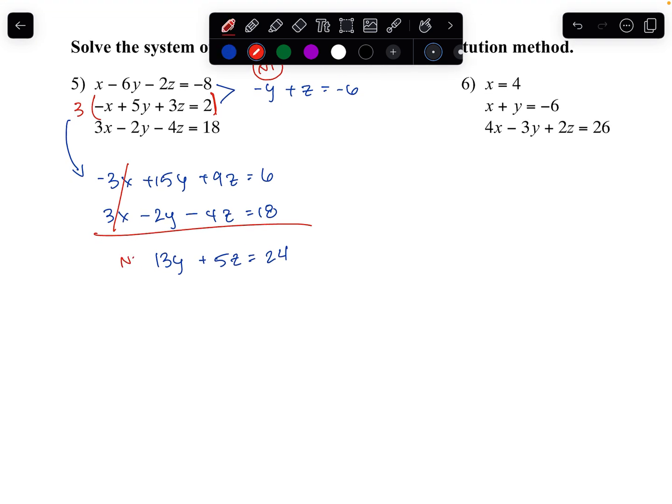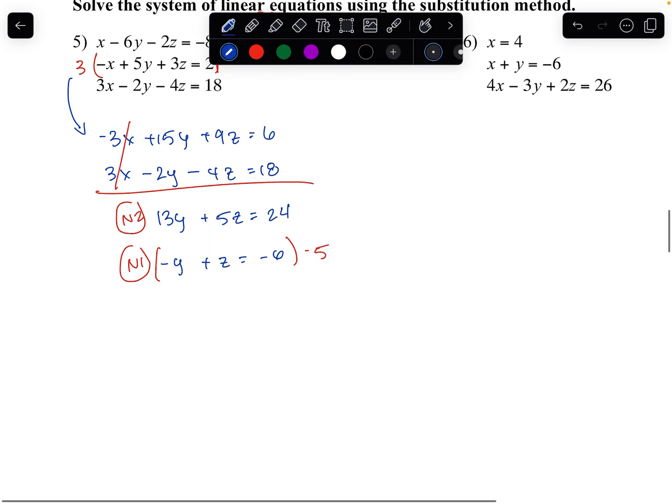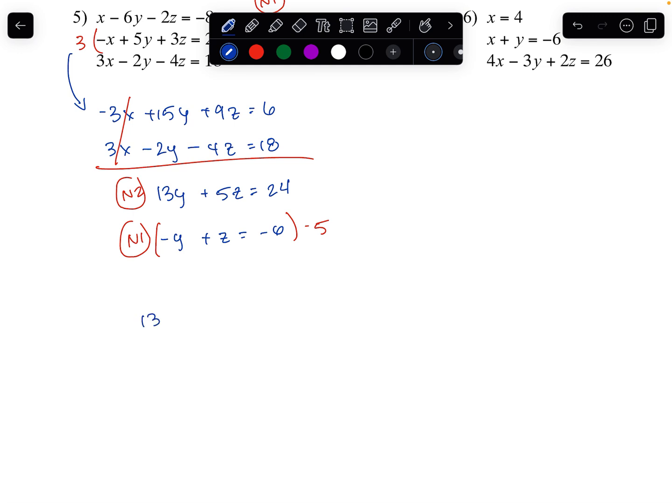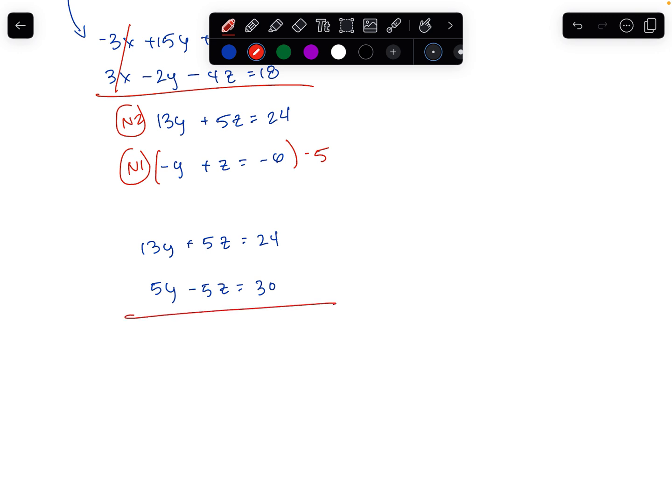This is my second new equation, and I'm going to add it with my first new equation, which was negative y plus z equal to negative 6. I'm not going to add them together just yet. I'm going to multiply this by negative 5, and I'm going to get rid of z's. So the top equation is going to stay the same. And the second equation, that's going to be 5y minus 5z equal to positive 30. I'm going to add them together.